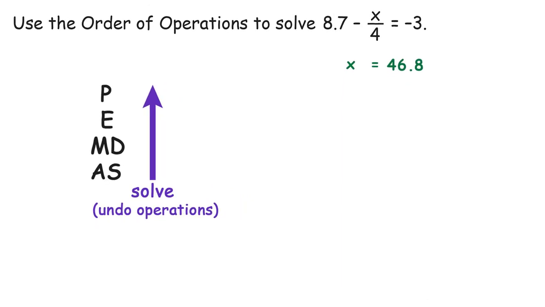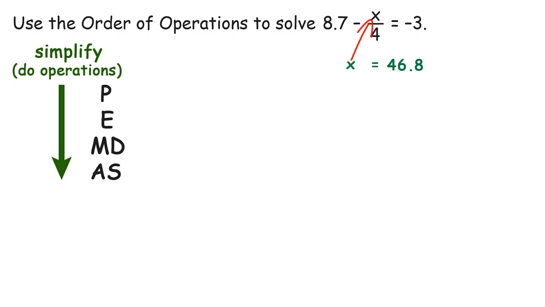You should confirm that the solution is correct by substituting x equals 46.8 back into the equation, and then use the order of operations in top-down order to calculate 8.7 subtract 46.8 divided by 4 to determine whether the equal sign holds true.